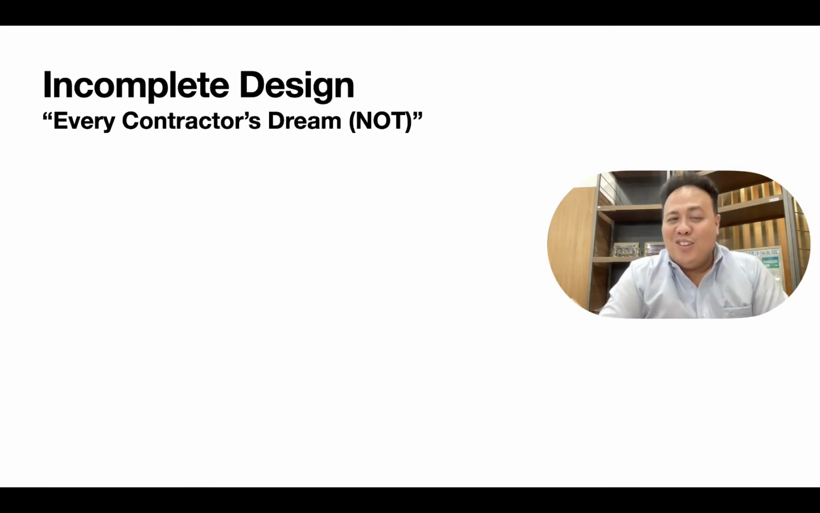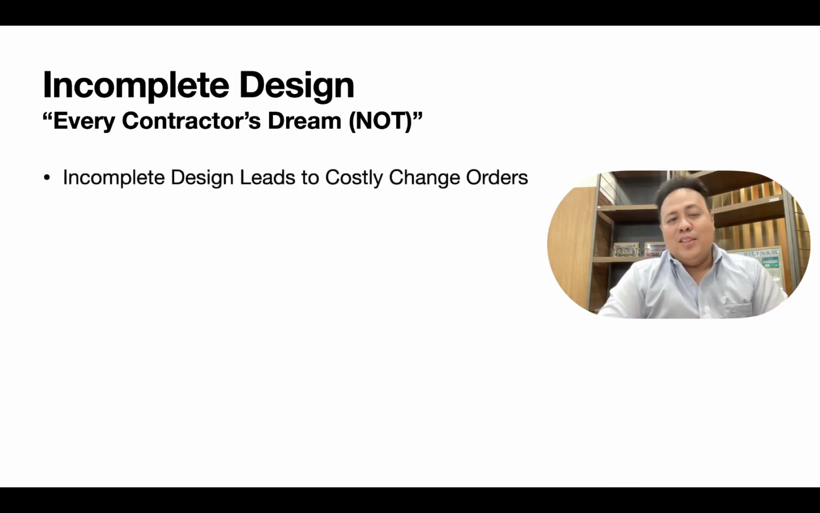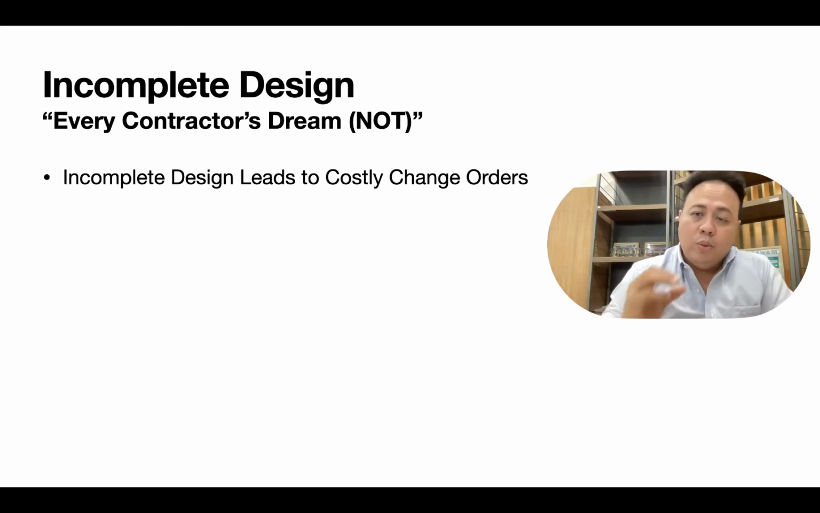This is every contractor's dream, or maybe not. So incomplete design usually leads to costly change orders. If your design is not complete, usually the contractors don't put the price upfront, and then once you issue, under your engineer's instruction, a variation, the subcontractors will give you a separate price for that, a separate overhead and profit price, which results in increasing the budget of your project.